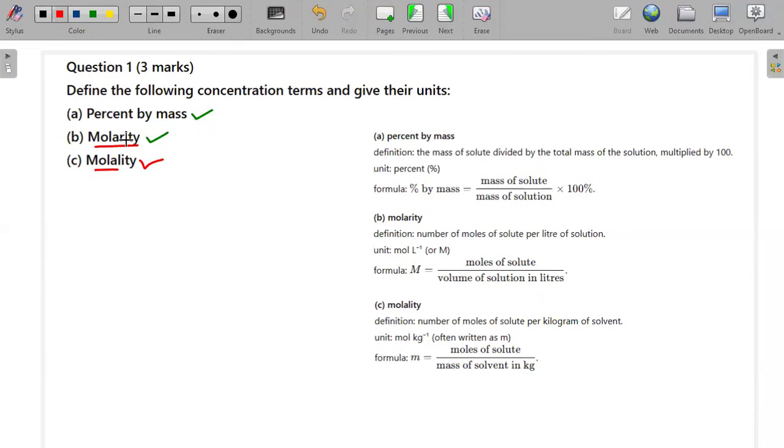So when you talk about molarity with the R there, that's the number of moles of solute per liter of the solution.